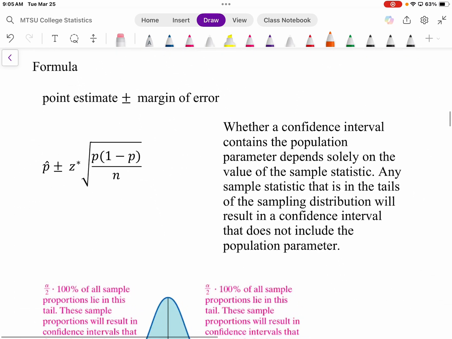Now, here is the handwritten formula for calculating a confidence interval with proportions. What we do is we take our point estimate, p hat, do plus or minus whatever our z star is, and we're going to talk about our z star. It's known as the critical value.